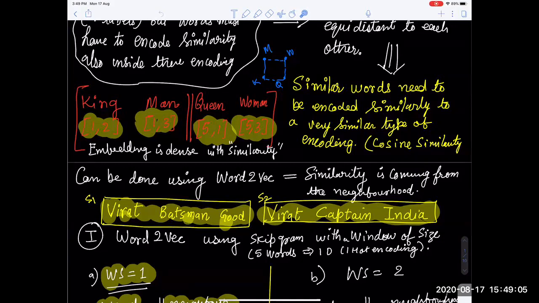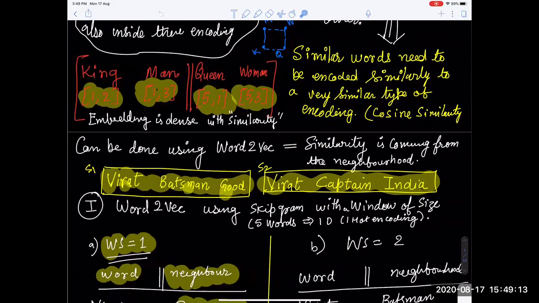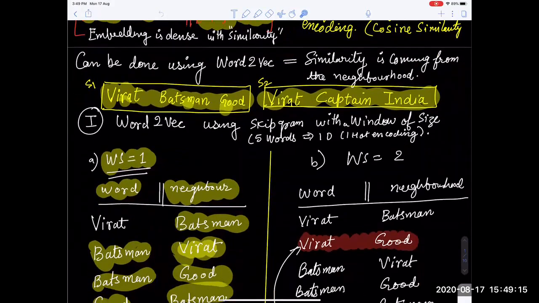So we need to train such a network which is going to give us such semantically meaningful embeddings, right? So can we do it? It can be done using word2vec. And how are we going to do that? Let us see two sentences, sentence number 1 and sentence number 2. These are my two sentences.